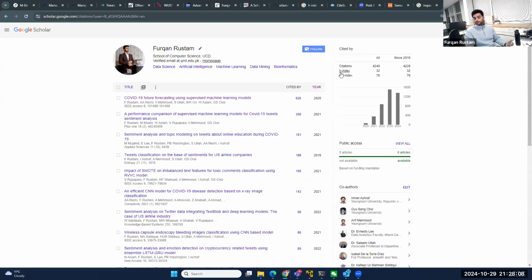Another thing, if you open some profile of a researcher, which I want to discuss with you, is the h-index and citations. Citation is very simple: how many people cite your work. Like this is my citation for my first paper, 628. So it means that this number of papers refer to my work in their study.